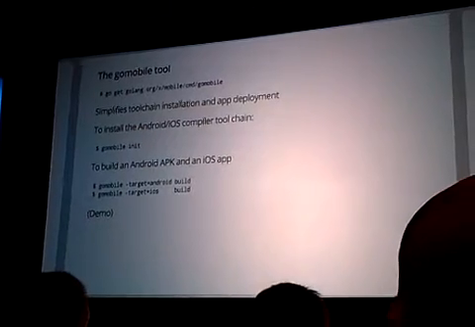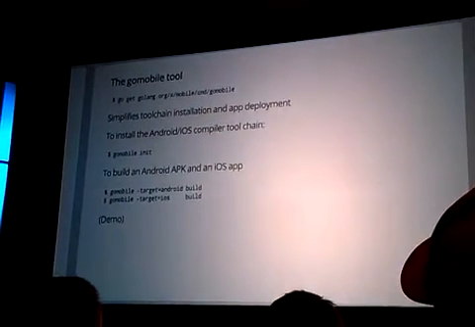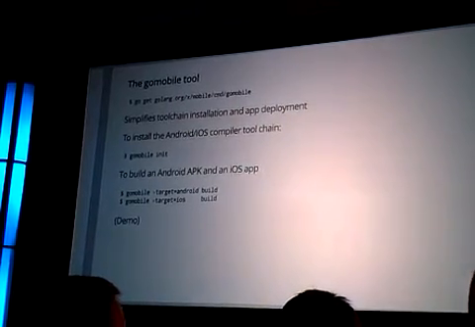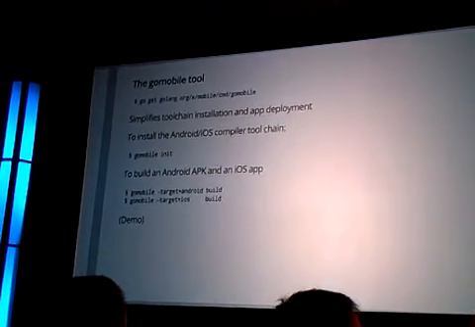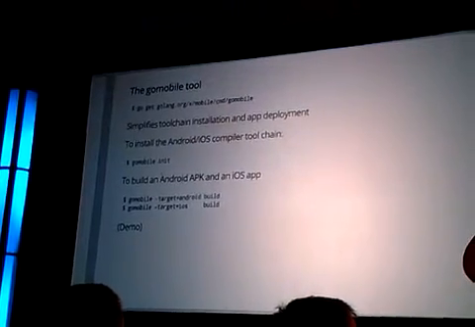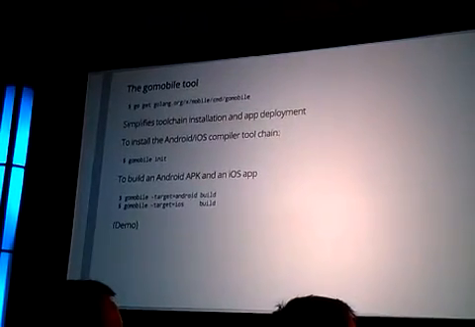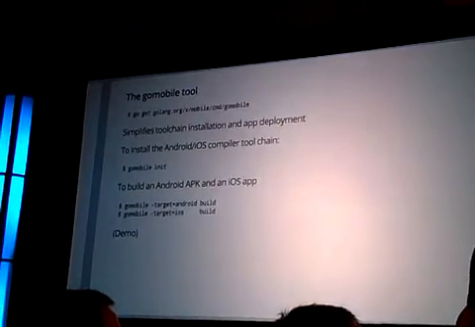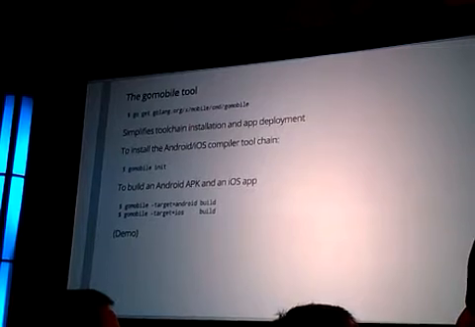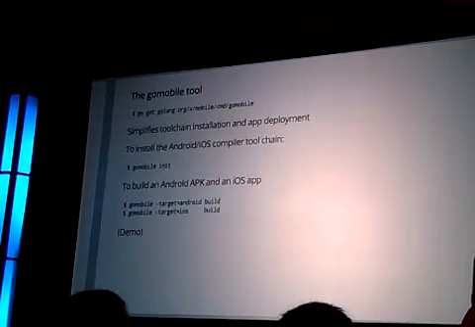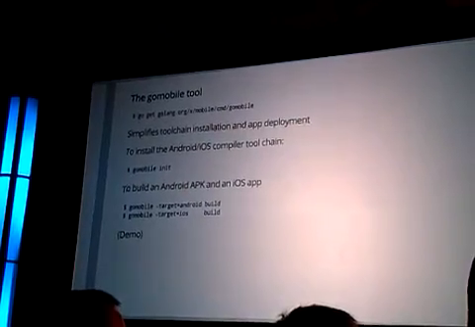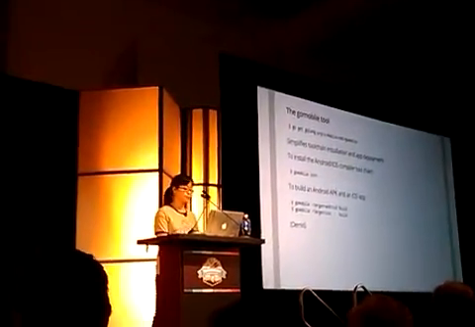We have the Go Mobile tool. You can go get this tool. Basically the purpose of this tool is to simplify the toolchain installation and app build and deployment. After downloading and building the Go Mobile command, just run gomobile init once to install the Android and iOS compiler toolchain. And then to build an Android APK or an iOS app, run gomobile build. You can specify the target platform, Android or iOS.